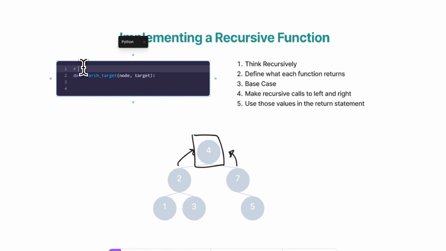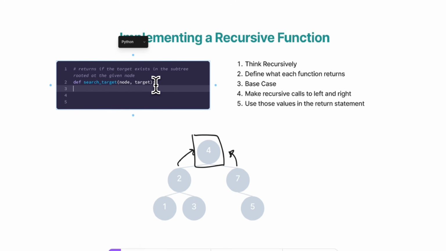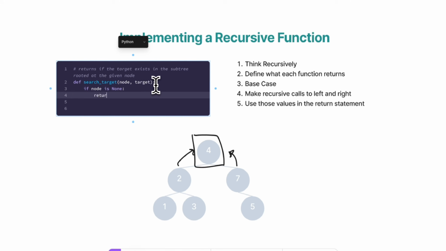So once I've made that observation, I can clearly define what each function is going to return. So I'm just going to write that here. It returns whether the target exists in the subtree rooted at the given node. Again, having a clear definition is really going to help keep my base case correct. My base case, I'm thinking empty tree. So if node is none, I'm going to return false because a target cannot exist in an empty tree.